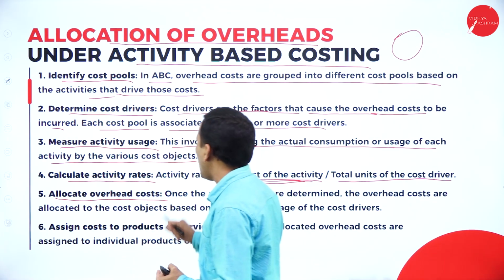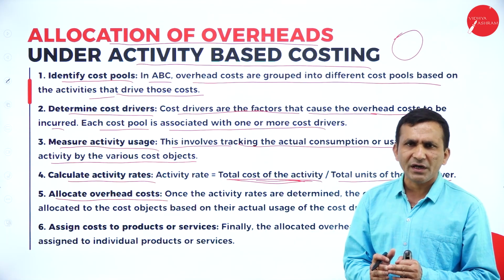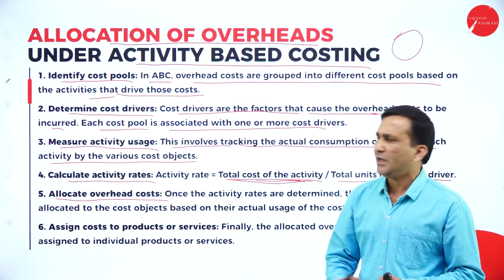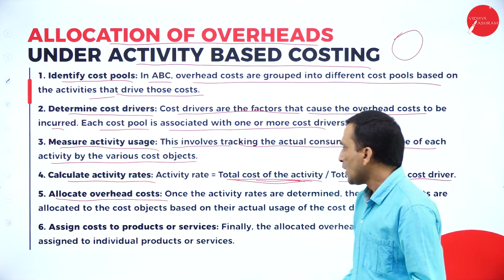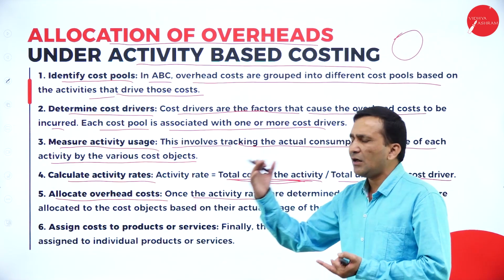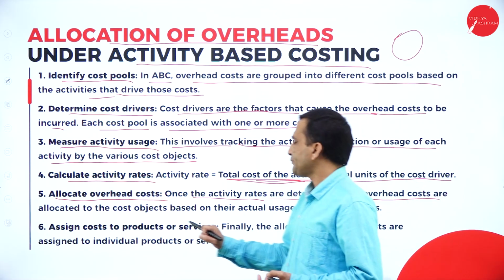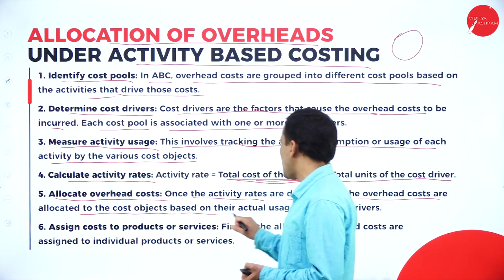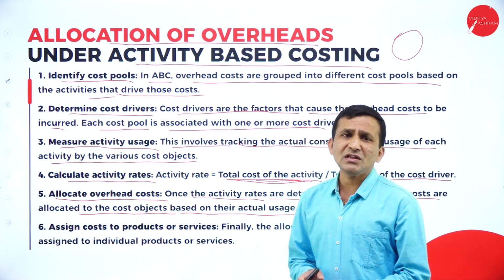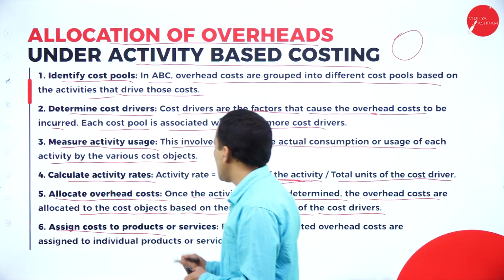Next, allocate overhead costs. We need to allocate properly. Each and every cost is very important, because we are working based on activities, and each activity is very important, so we need to allocate how much we are charging. Once we have the activity rate, we can allocate the overhead costs. Overhead costs are allocated to cost objectives based on their actual usage of the cost driver. Based on the usage, on the units, we are going to allocate. Next, assign cost to product or service.